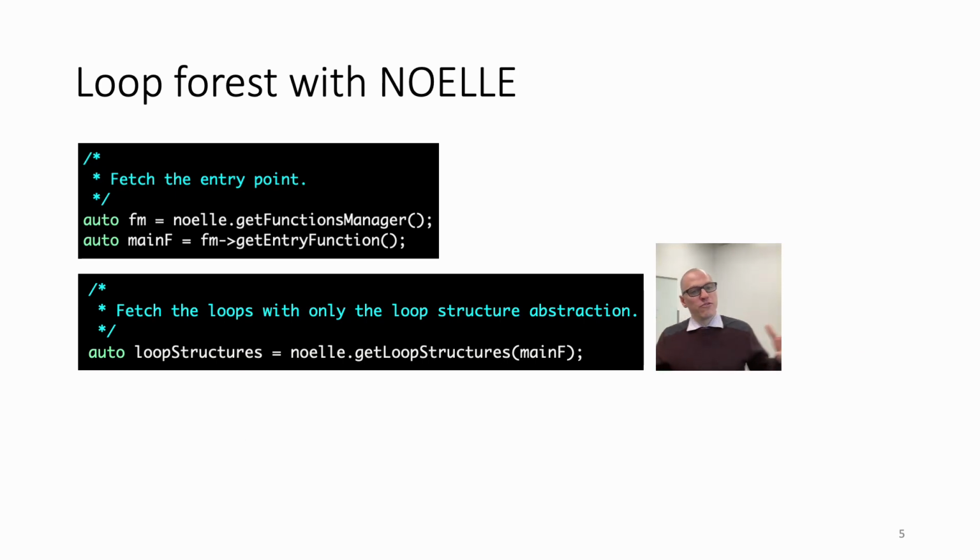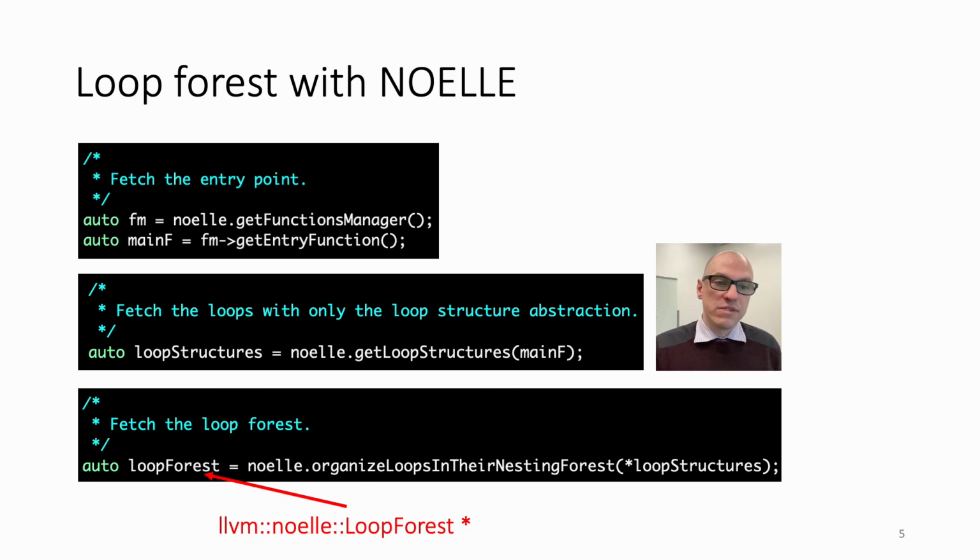So from a flat representation of the loops, how can we organize them in a forest, following the nesting relation of these loops? In NOELLE, this is simple. You just invoke organizeLoopsInTheirNestingForest, and you pass whatever set of loops you care about. It doesn't have to be all the loops of a function. It could be a subset, whatever that is. NOELLE will return an instance of the class LoopForest, which organizes them in a forest. And the API of this abstraction LoopForest is in the header NOELLE core loopforest.hpp.